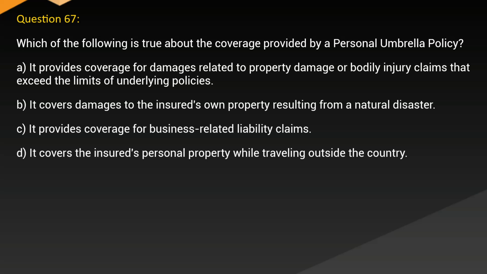Question 67. Which of the following is true about the coverage provided by a personal umbrella policy? A. It provides coverage for damages related to property damage or bodily injury claims that exceed the limits of underlying policies. B. It covers damages to the insured's own property resulting from a natural disaster. C. It provides coverage for business-related liability claims. D. It covers the insured's personal property while traveling outside the country.